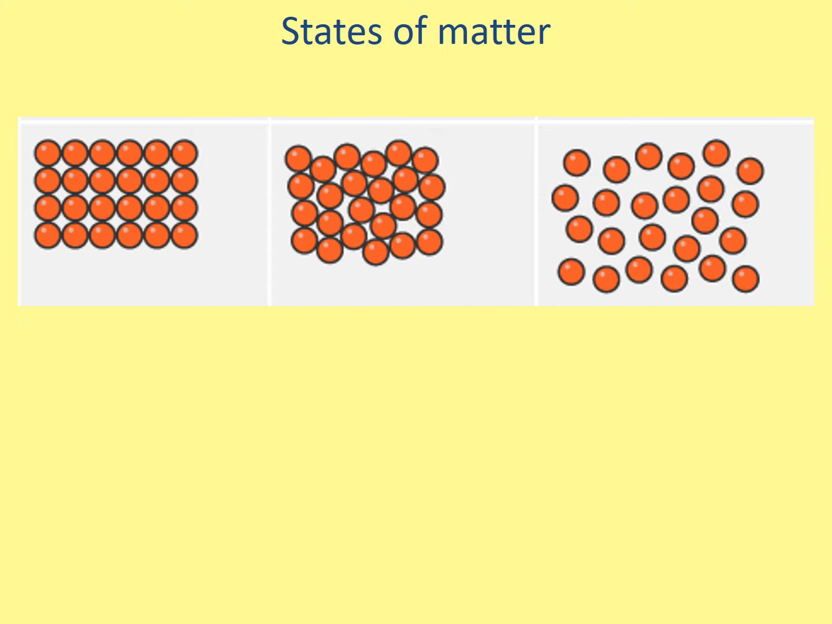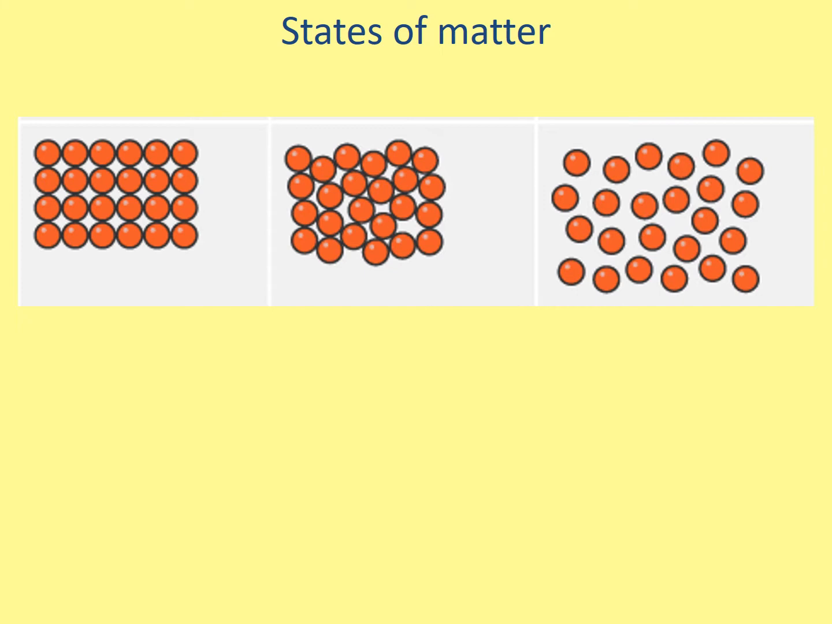Now, we can see that all the particles are touching, and they're all really, really close together. There aren't really any gaps. There's no space for more particles. And we call that dense. Solids are very dense. All the particles are very, very close together, and there's no room for extra particles to be put in.